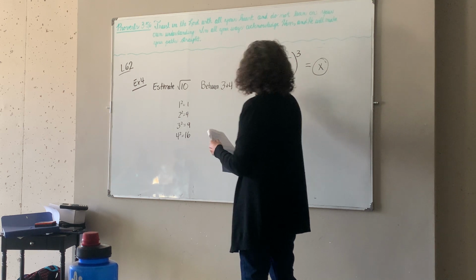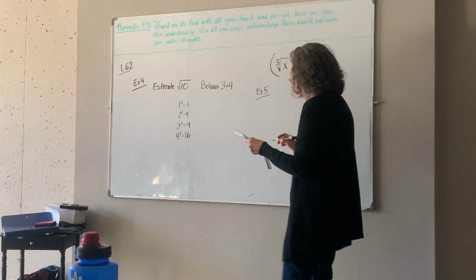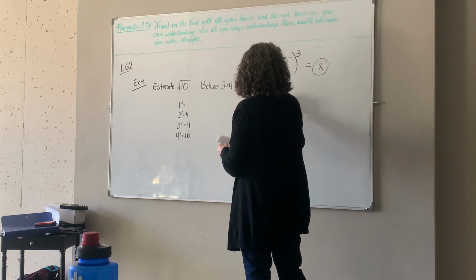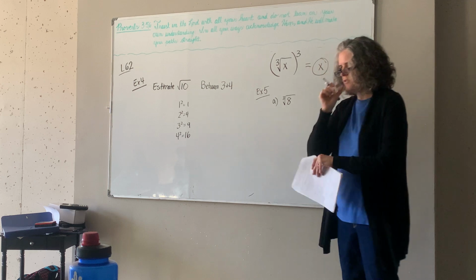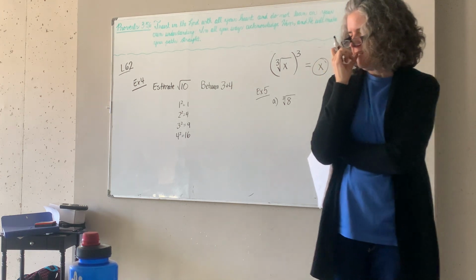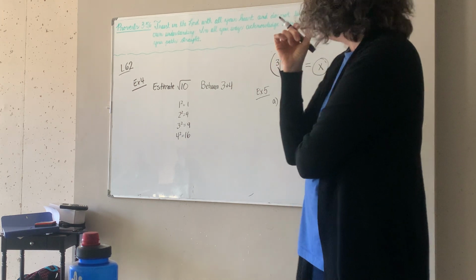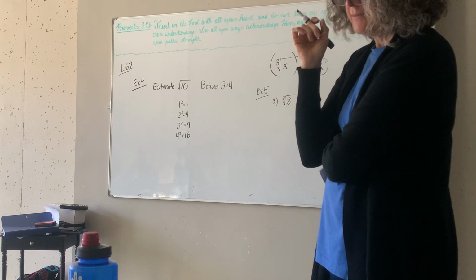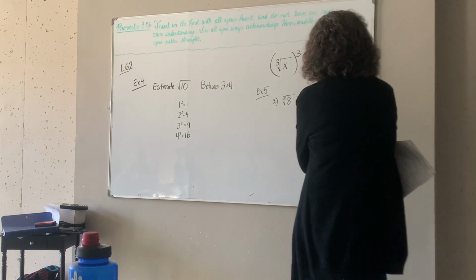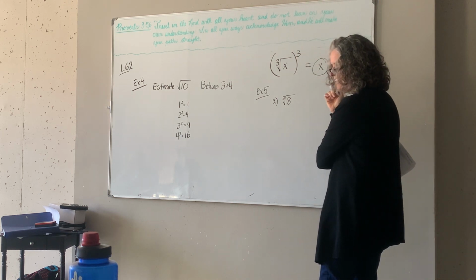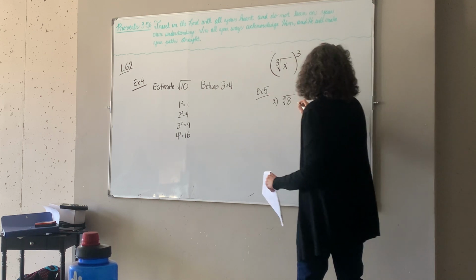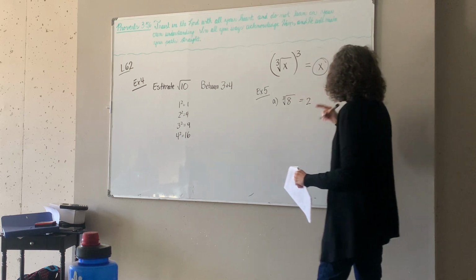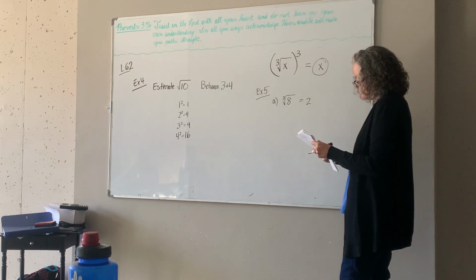So let's use something like that for example 5. All right, here's A. Write down, no calculator, what's the cubed root of 8? See if you can figure out the cubed root of 8. It is 2, because 2 cubed is 8. 2 times 2 is 4 times 2 is 8.